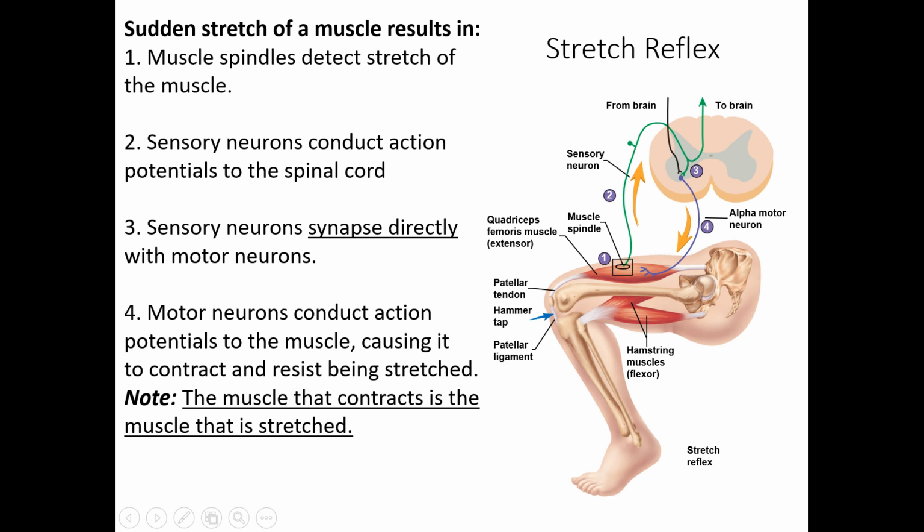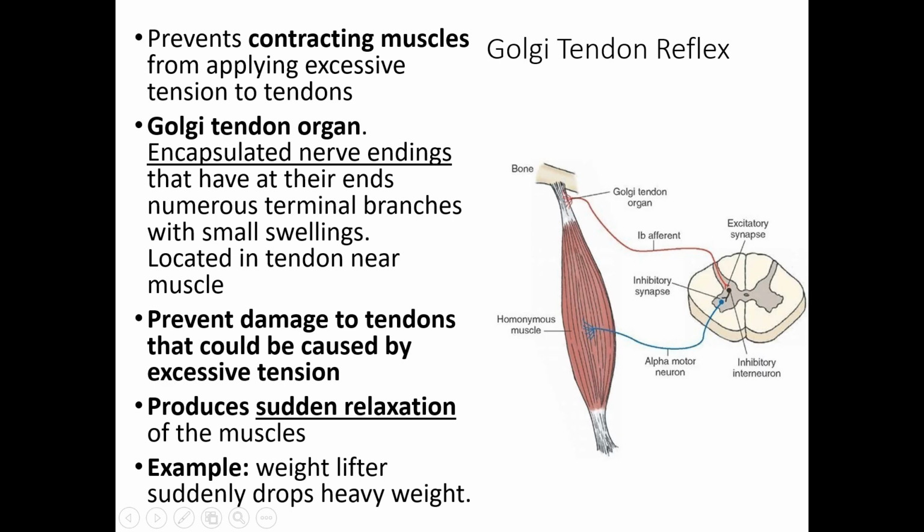Here are all the details about how that reflex works one more time, and pay attention. For stretch reflex, the muscle that contracts is the same muscle that was stretched. Another type of reflex that you need to know is Golgi tendon reflex. Receptors in this case will be in the tendon.